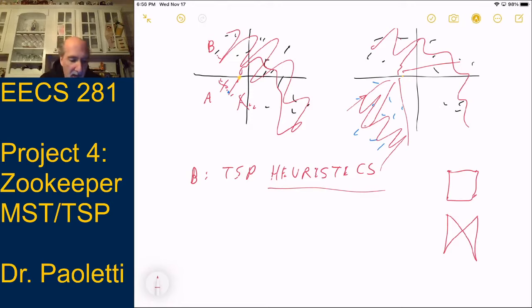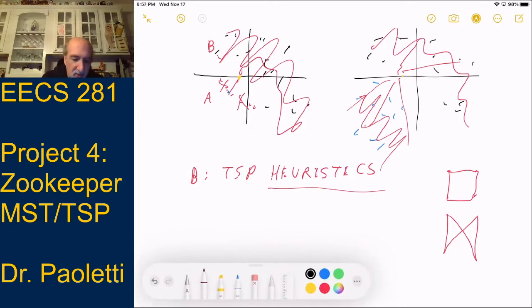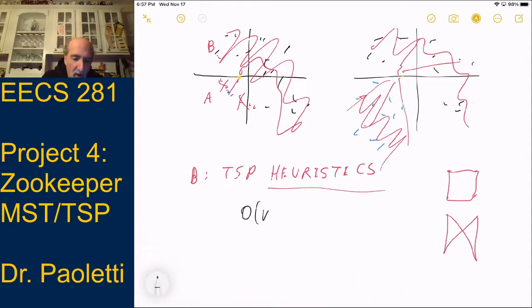Now, when you look at the TSP heuristics, you want to stick to things that are O of V squared. Don't go beyond that. Because as V gets bigger, 50,000 squared is pretty big, but 50,000 cubed, that's getting crazy. So that would be undoable. So we want to stick to any heuristic that's O of V squared. The other thing about the heuristics, don't be afraid to try more than one.